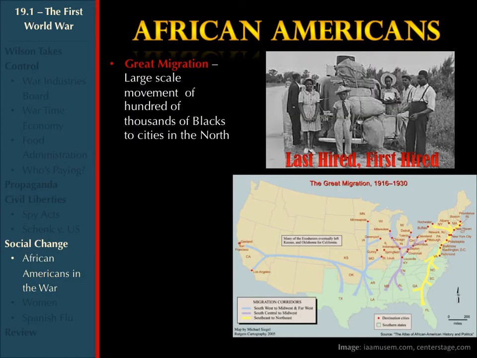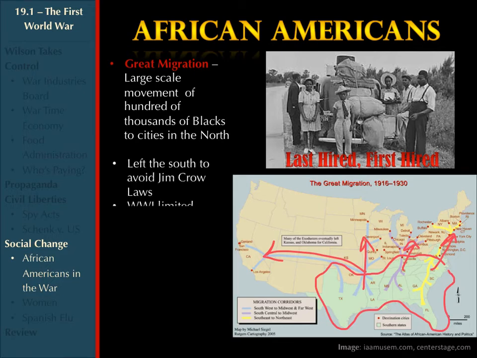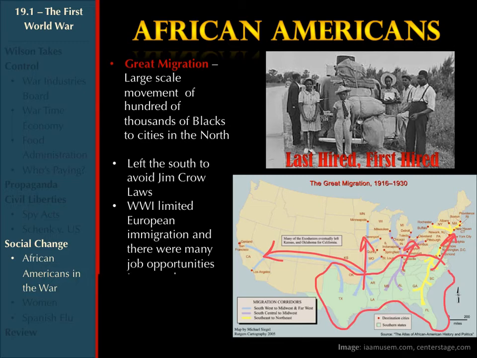So what's going on at this time with African Americans? Well, you have a great migration, and at this time, it's a large-scale movement of African Americans in the southern states that are moving to northern cities where there's industry, jobs, or they're moving west. And they do this for a series of reasons. One is they're leaving the Jim Crow laws in the South to avoid discrimination. They're also leaving because World War I limited European immigration, and there were many, many job opportunities for them.